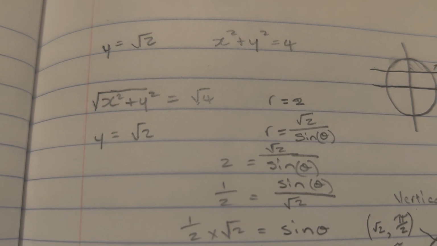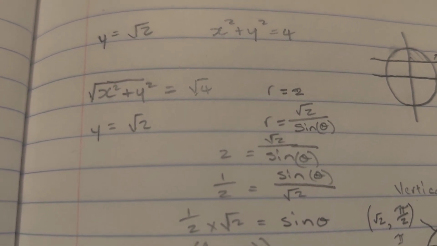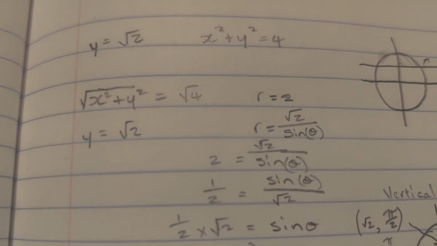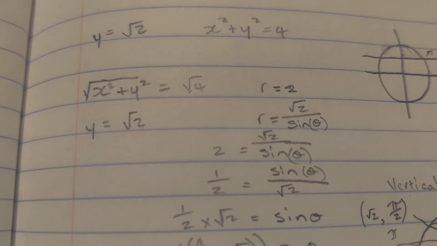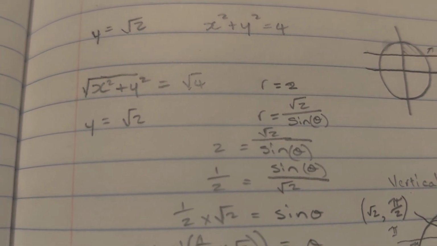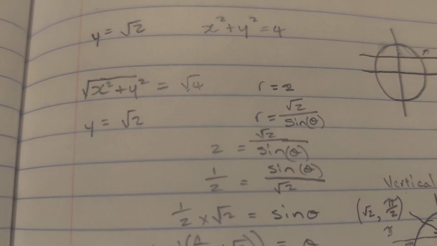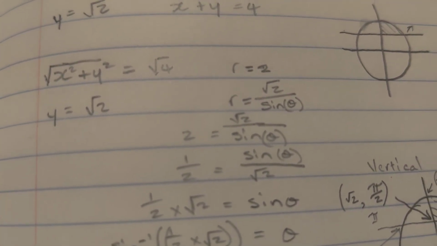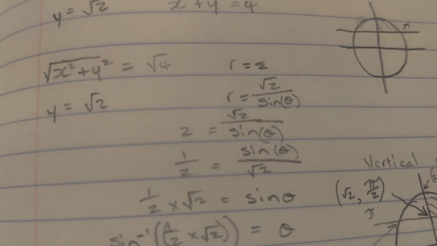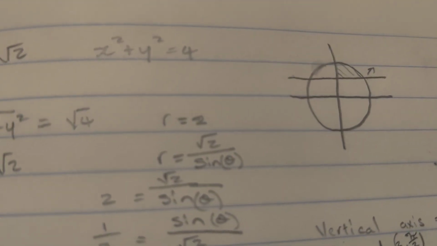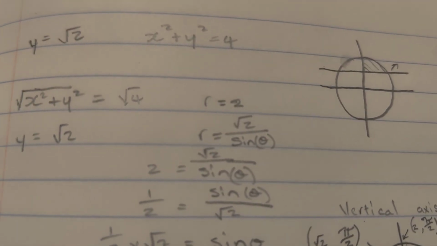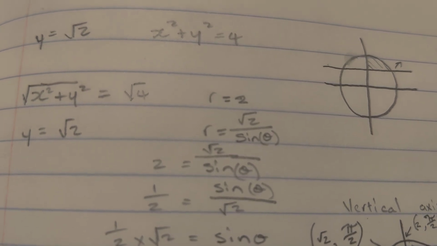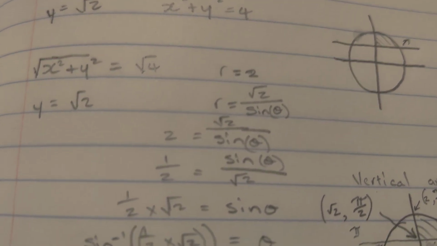If we convert that into polar coordinates, it's just r sine theta for the y, and x is equal to r cos theta. So we just divided sine theta by both sides. That's why we have r equal to root 2 over sine theta.